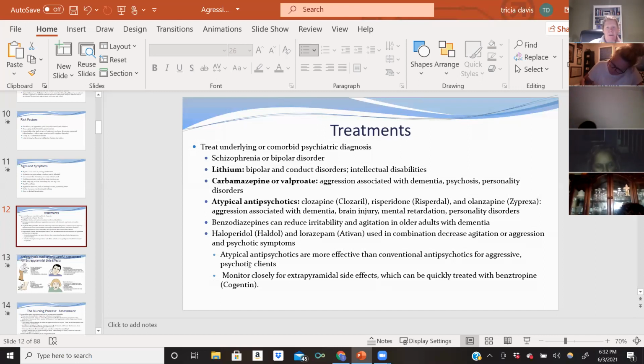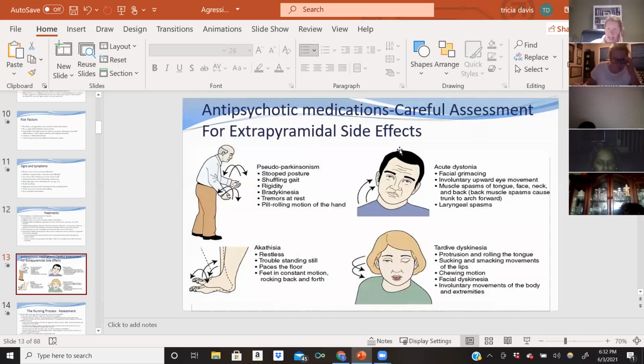And then we just want to remember that those atypicals have those extrapyramidal side effects, so we need to monitor them closely. And some of those unpleasant side effects can be treated with Cogentin. These are the extrapyramidal side effects, again, that we talked about a couple weeks ago. So you have that pseudo-Parkinsonism, you have the acute dystonia, the tardive dyskinesia, and the akathisia. I will let you guys read more about that.